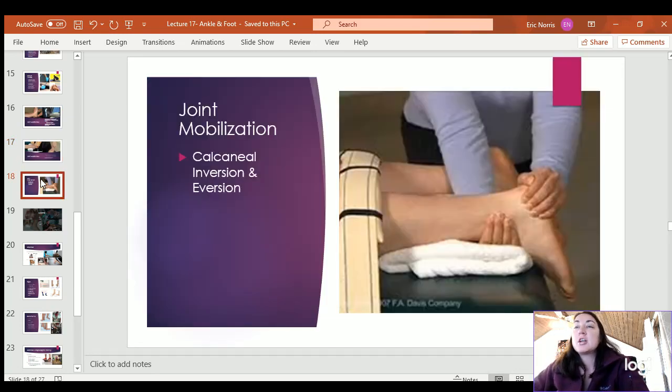And then you can also do calcaneal inversion and eversion to increase inversion and eversion. So grabbing the bottom of the calcaneus and turning it in and out, kind of a rocking motion back and forth, and you'll stabilize the tibia. We'll practice that as well.